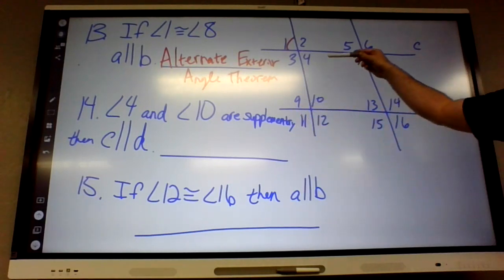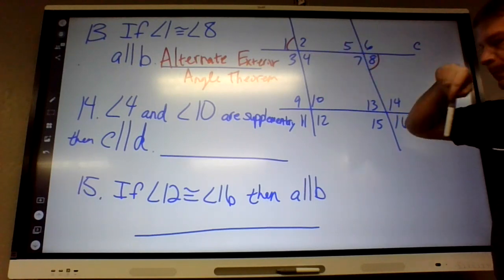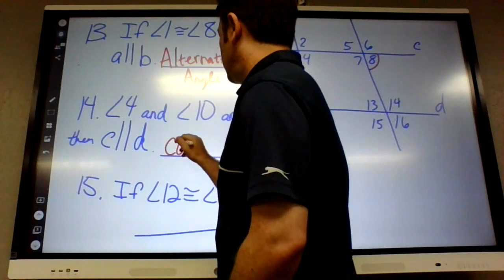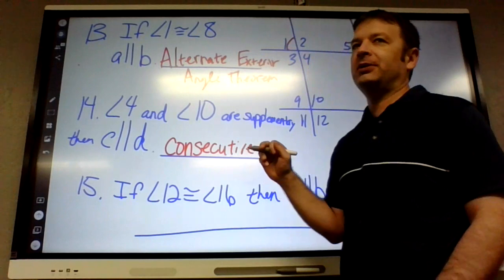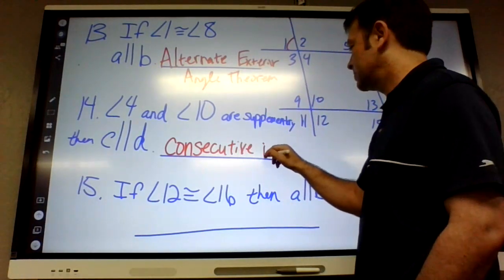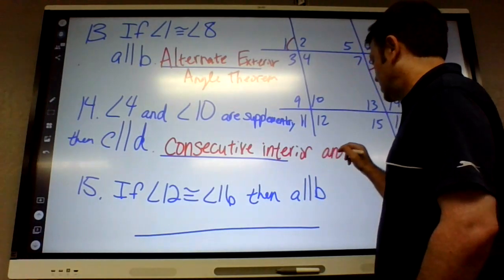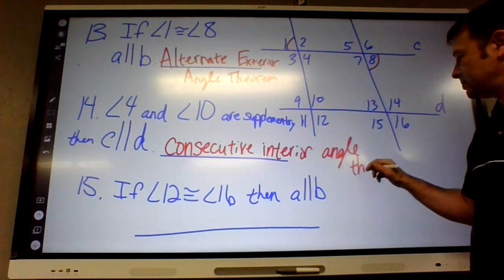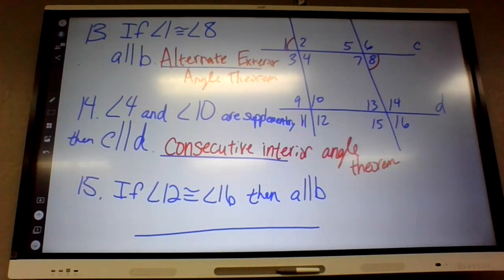All right. 4 and 10 are supplementary, so these lines are parallel. So what's that called? Same side interior. Consecutive interior. Number 3, is it alright to just put same side? Yeah, it's consecutive interior. It's a theorem. They're all theorems, except for corresponding.